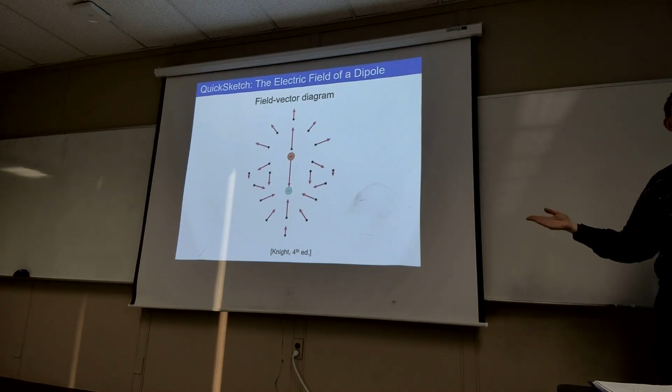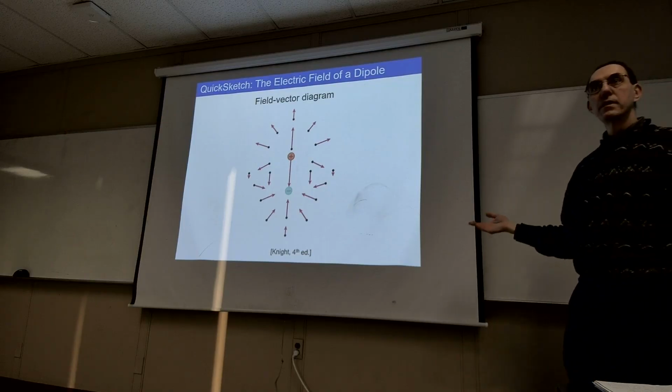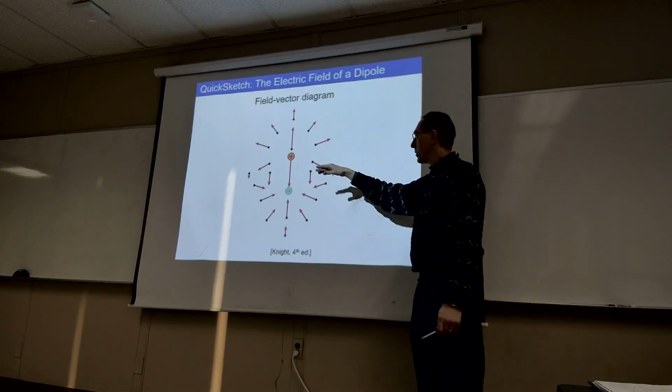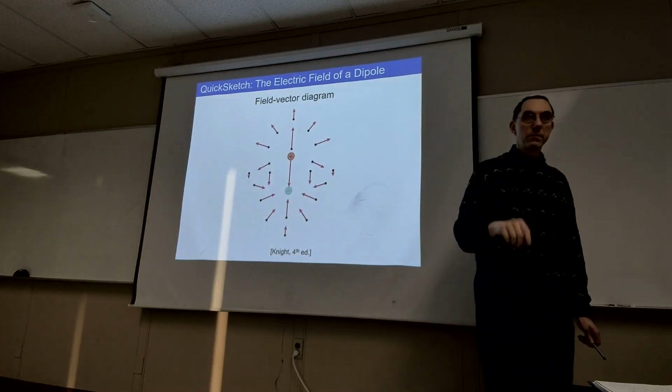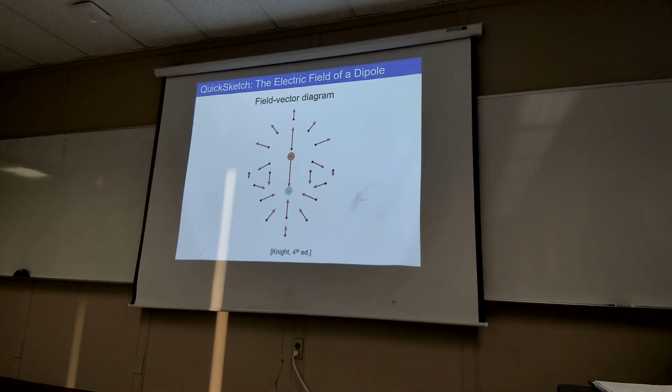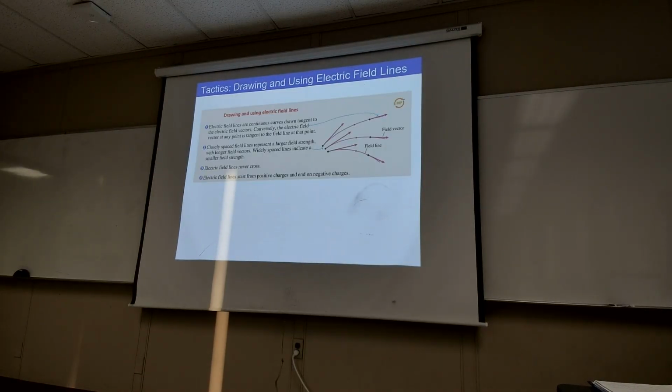Okay, so again, I expect you to be able to draw some simple field vector diagrams. Pick a bunch of points in space, figure out what the vectors are at these points in space. Questions? Just some other examples, just to give some sense of it.